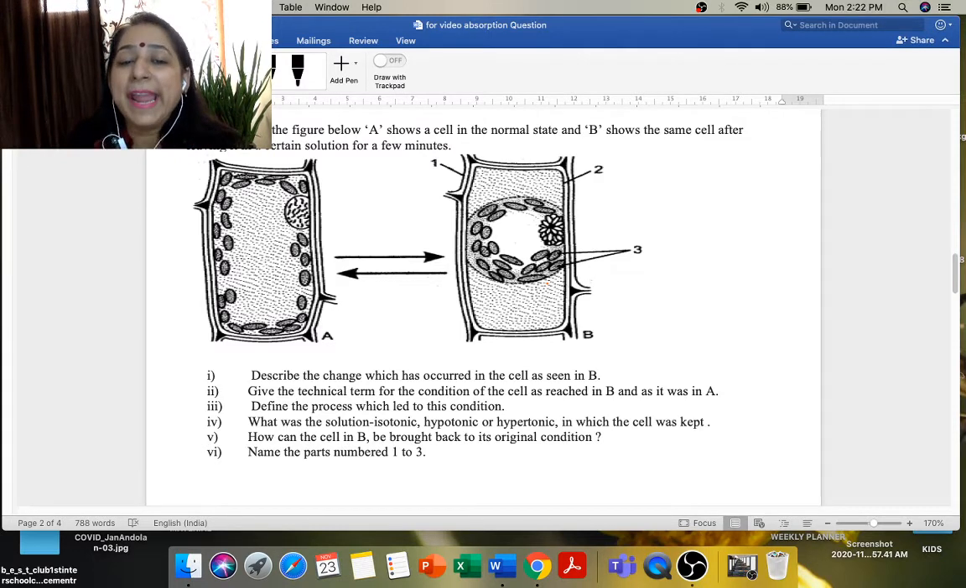So given below, A shows that the cell is in a normal state and B shows the cell after leaving it in a certain solution for a few minutes.